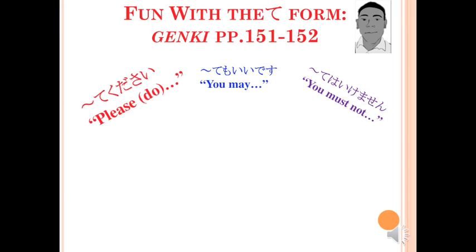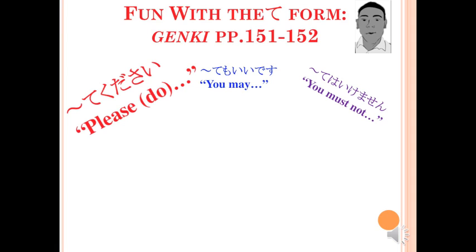Let's begin with te kudasai. If you combine the te form of a verb with kudasai, you can make a polite request to another person. These sentences will be along the lines of the English, please do X. For example, let's say you wanted to say, please read this textbook.